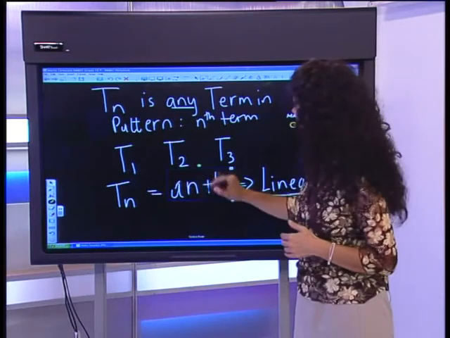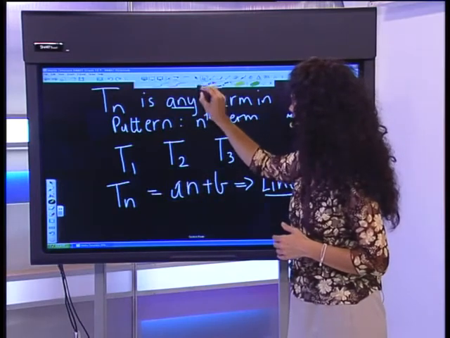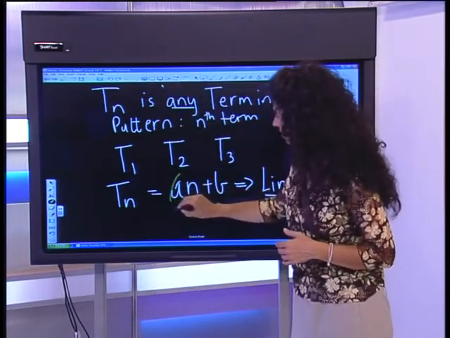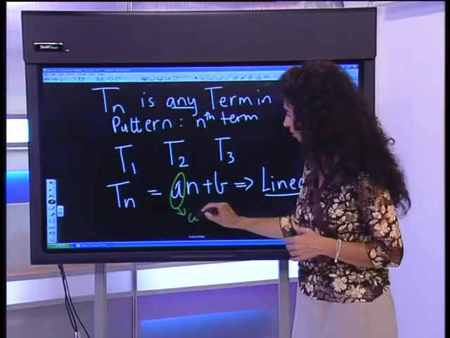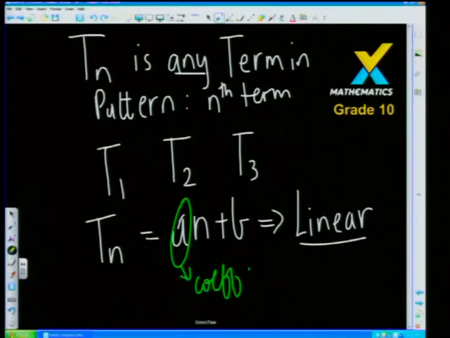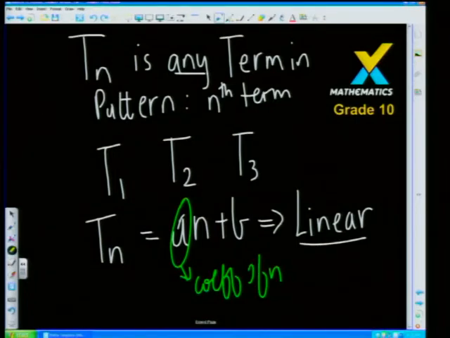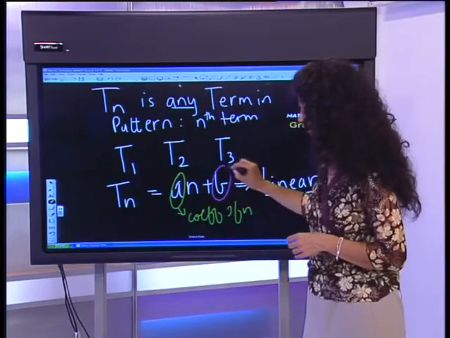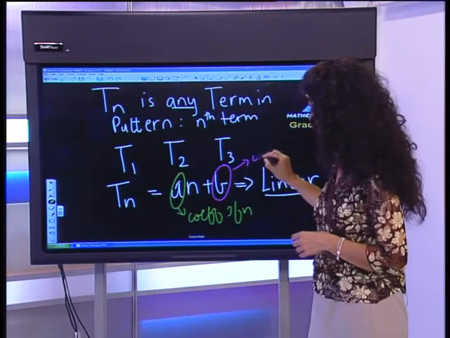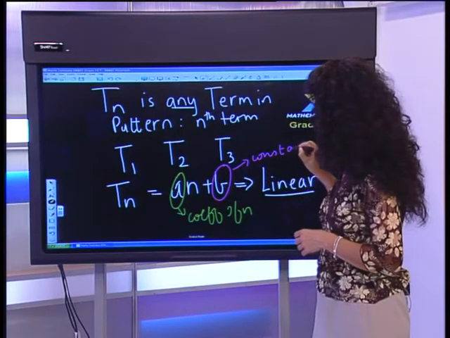So this value over here is just a value that n is multiplied by. So it stands for the coefficient of n. So whenever you find a linear sequence, you're not just going to have n there. You're going to have something multiplied by n. And that something we represent by a. And then the b we represent as a constant. So it will be a constant term.